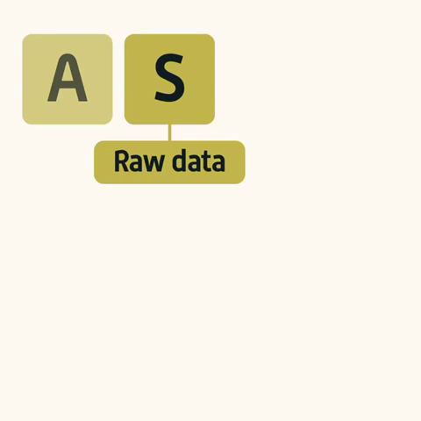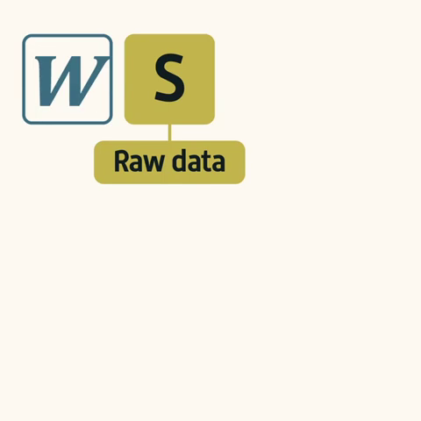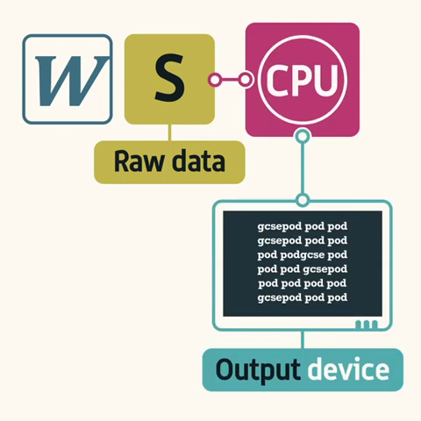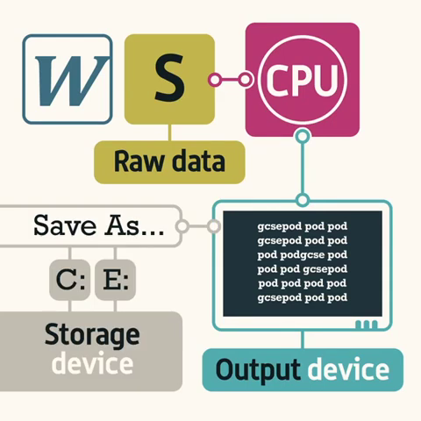Raw data enters the computer system by means of an input device, such as a keyboard or scanner. For example, you enter text into a word processing application with a keyboard. The CPU then processes data, and then the data is sent directly to an output device, such as the computer monitor. It can also be stored for later use as a named file on a storage device.